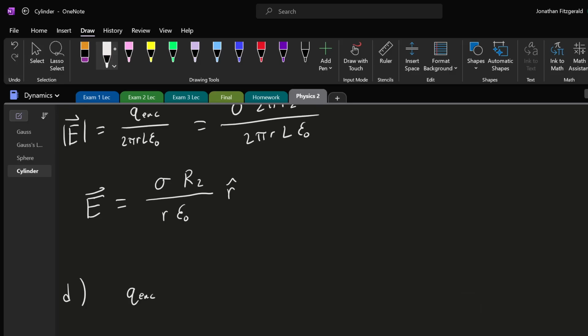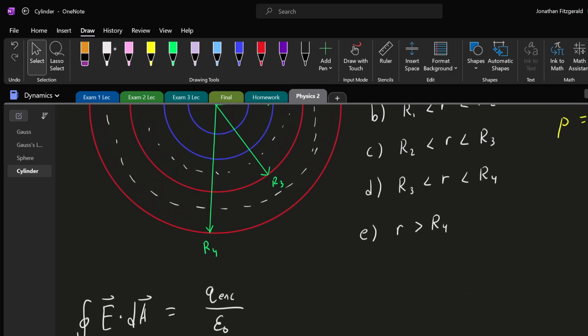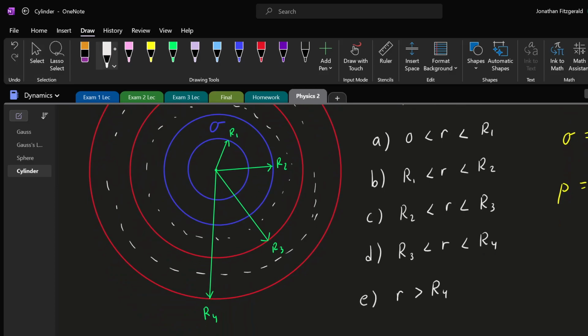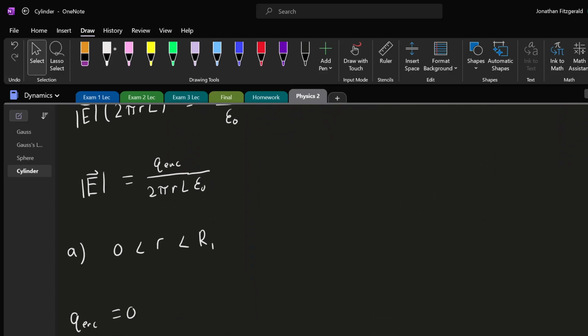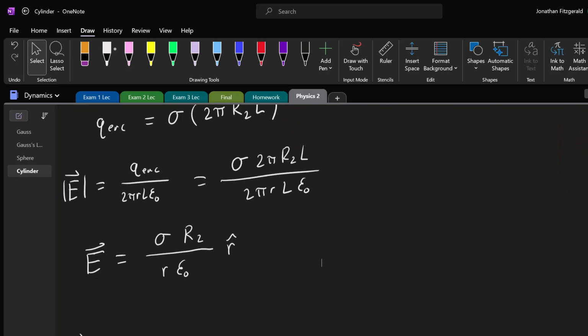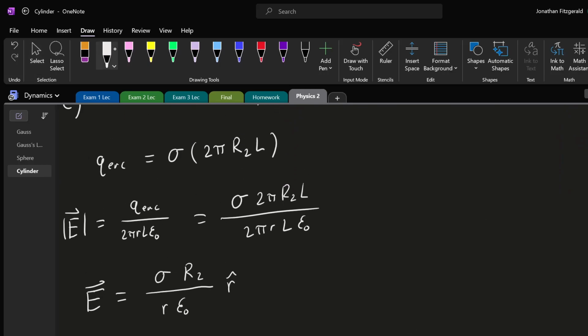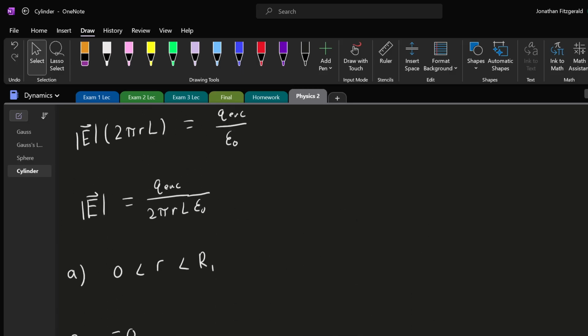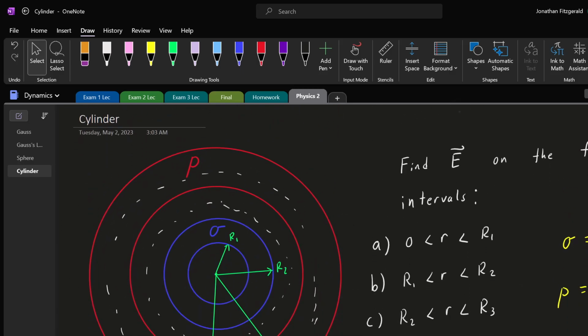Q enclosed. Now we're still enclosing the charge from this conductor. So first we can just copy down that same exact charge. This charge is still going to be the same, so it's sigma 2 pi R2 L. But now plus however much charge we're now enclosing from this insulator. So that's going to be the volume of this.